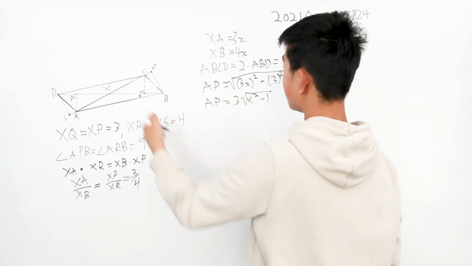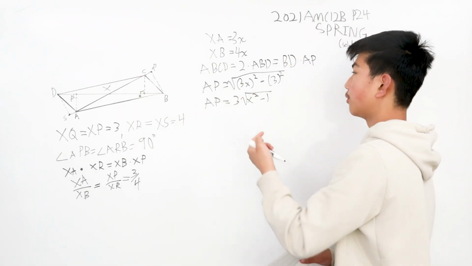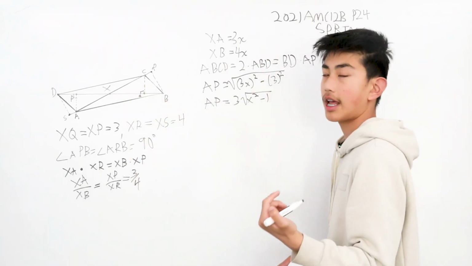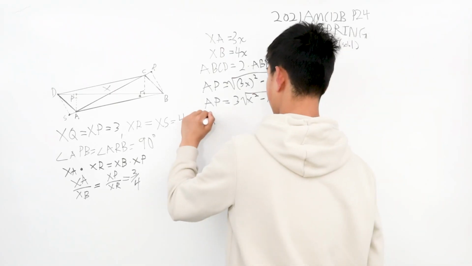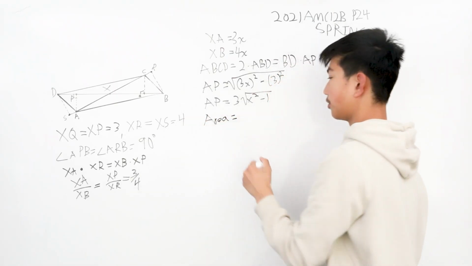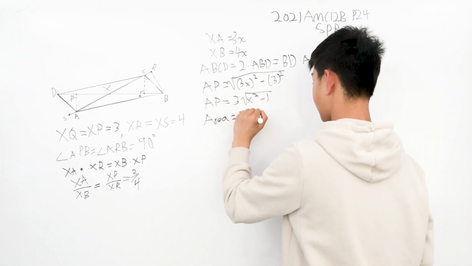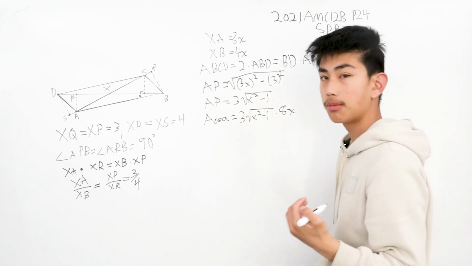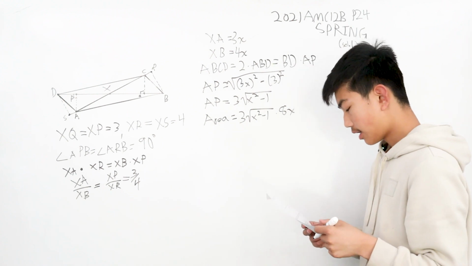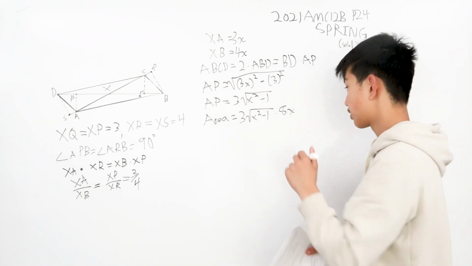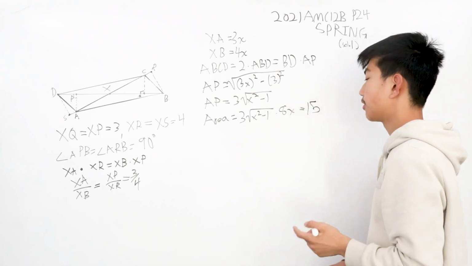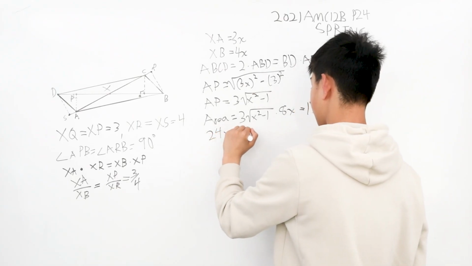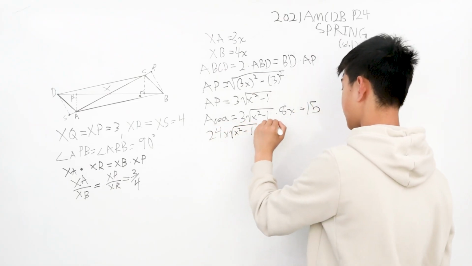Let's look at XB. We set it earlier to 4 times x, so the total length of BD would be twice that amount, 8x. Therefore, the total area would be equal to AP, which is 3 root x squared minus 1, times 8x. The problem says that the area of ABCD is 15, so we set this to 15. Multiplying this across, we get 24x root x squared minus 1 equals 15.